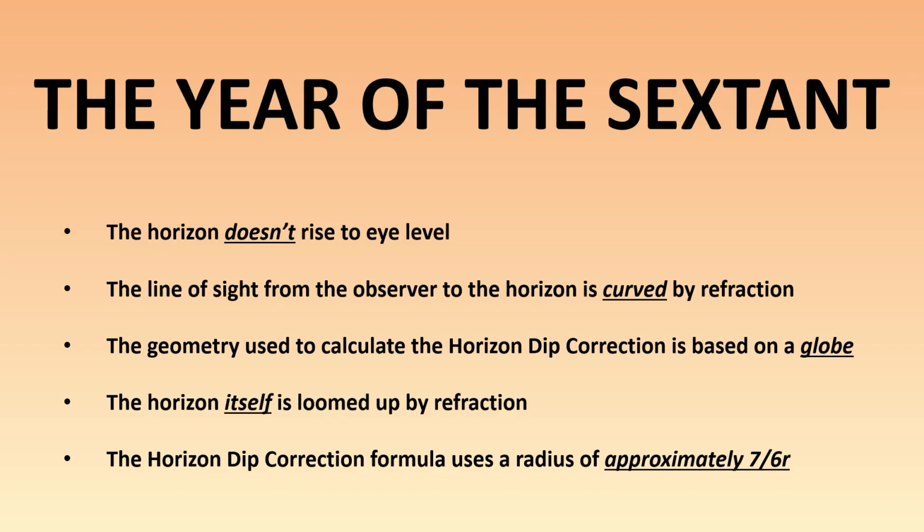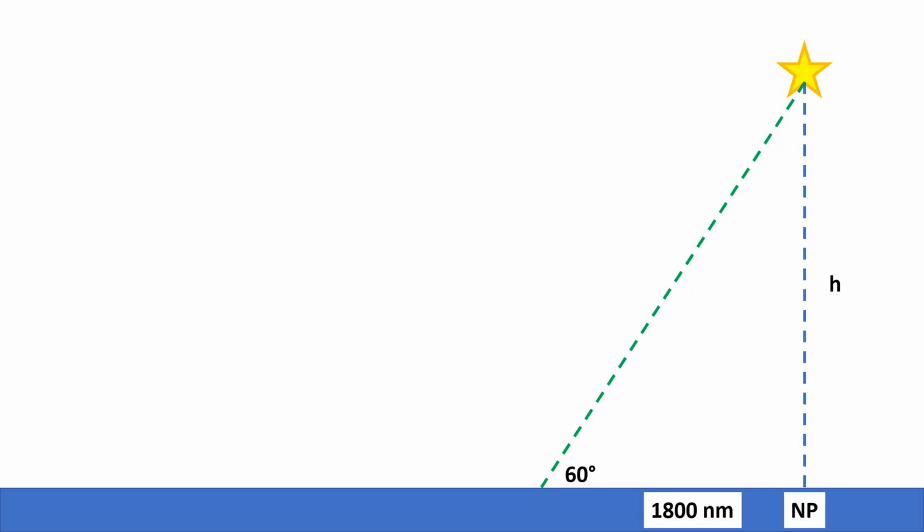And 5, the horizon dip formula uses a radius pretty close to 7 over 6r, which kind of shows that it's being used in the real world and wasn't just pulled out of Mick West's ass. But that's nowhere near the biggest problem with celestial navigation on a flat Earth. What Flurfs don't seem to realize is that celestial navigation is just a generalized version of the Polaris problem that we've been beating you over the head with for the last few years.